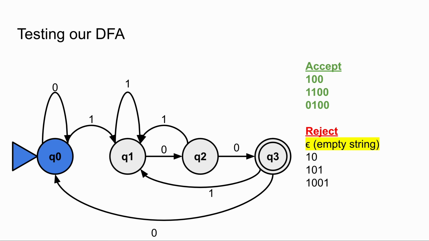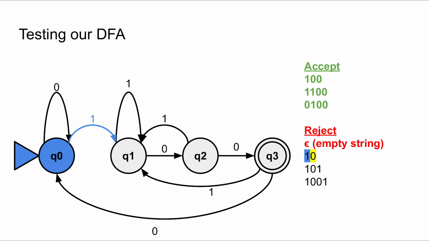I'm going to take a quick pause here to show you what happens in the case of the empty string. We start off in the start state, Q0, and since we have no input, we also end there. Since Q0 is not an accepting state, we reject the empty string. Now, back to the animation.